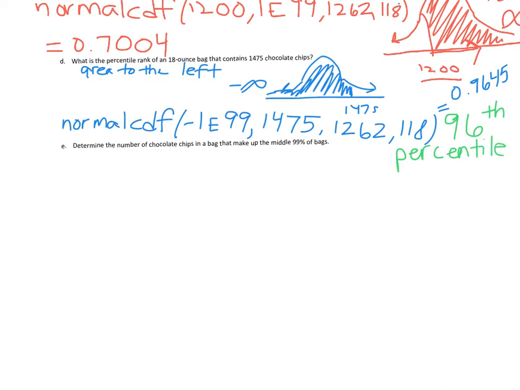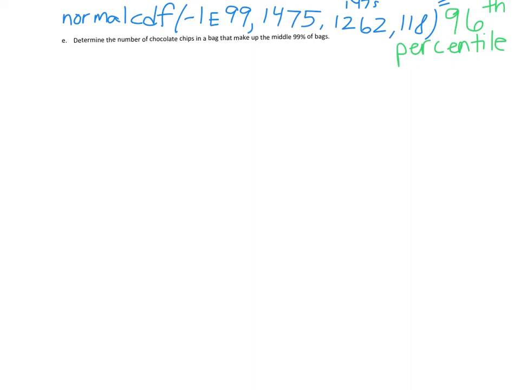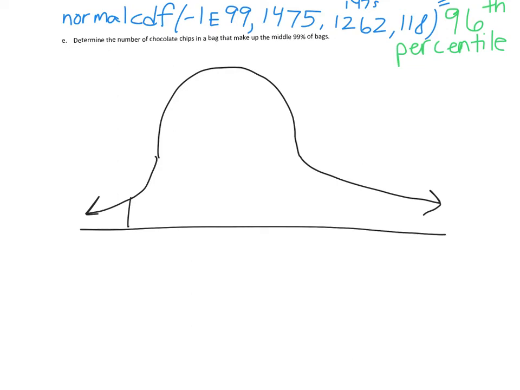All right. Part E, determine the number of chocolate chips in a bag that make up the middle 99%. Okay, so notice here we have to find the values of the variable, and we're given the area, all right? So we're using a different calculator function. So let's draw a picture. So we want to get the middle 99%. Hopefully yours is a little bit more symmetrical than mine. So we have to find two values. We can call them x1 and x2, and those are going to be chocolate chips.